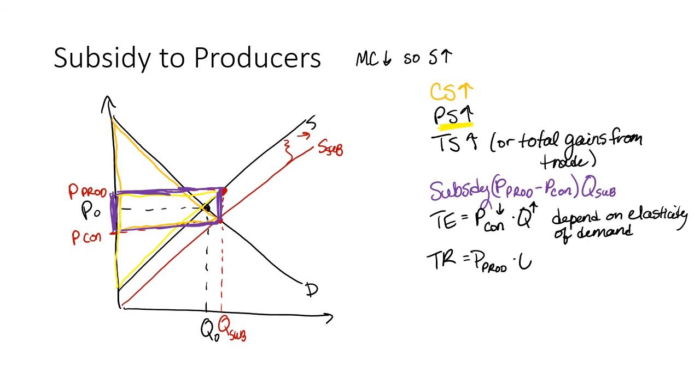Total revenue is how much money the company makes. So it's the price they get times the quantity they sell. Here, our producer price went from P0 to P prod, so it's gone up. Our quantity has gone up as well. And so total revenue has risen.